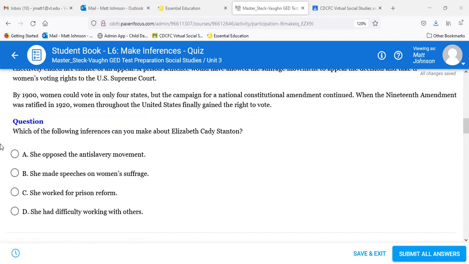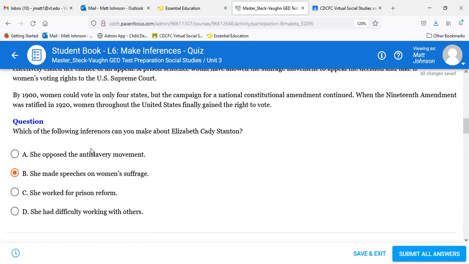Is it B? Yeah, B as in boy, right? You can infer because of her work in the women's suffrage movement that she likely made speeches. And then we can eliminate the other ones. She obviously didn't oppose the anti-slavery movement, right? She was anti-slavery, so she was part of that movement.